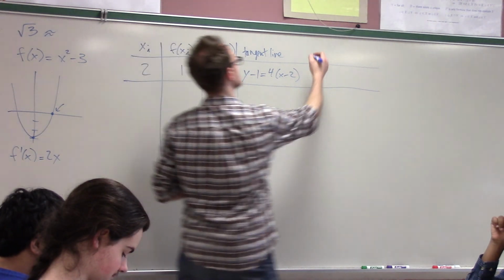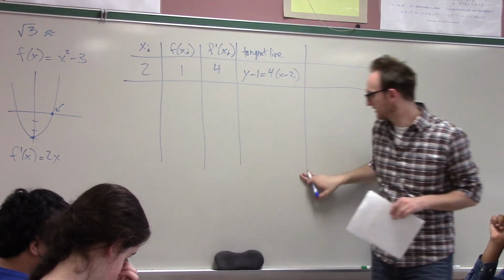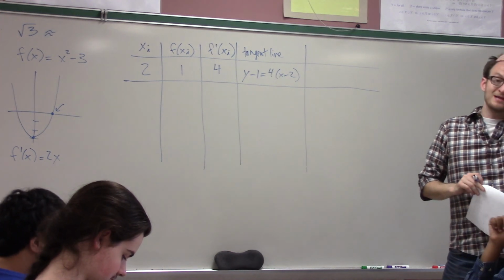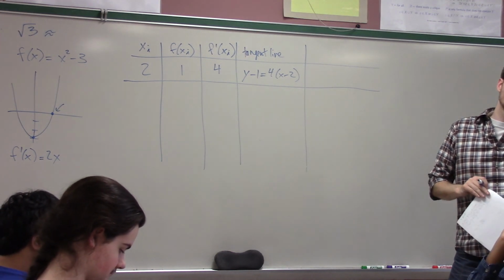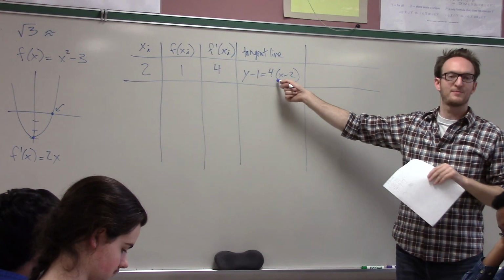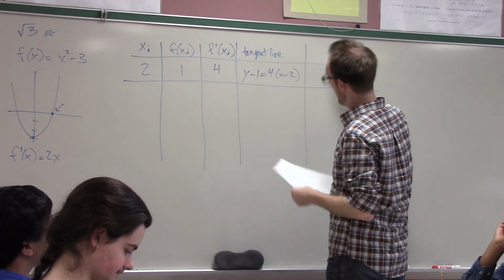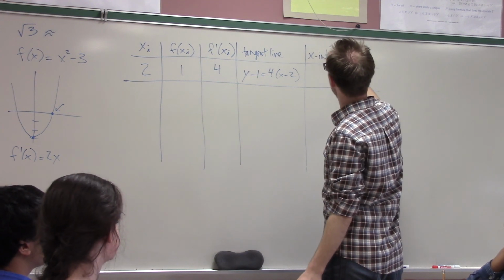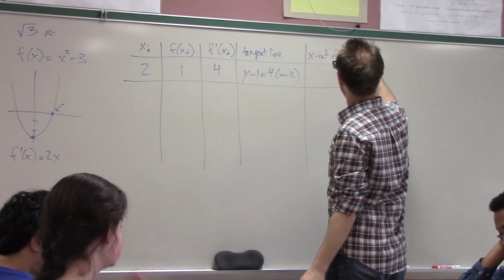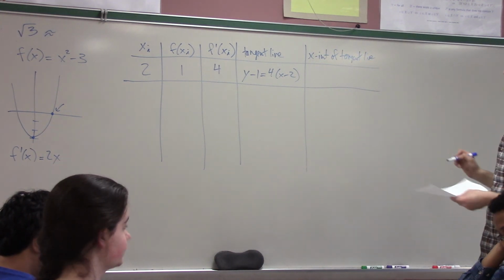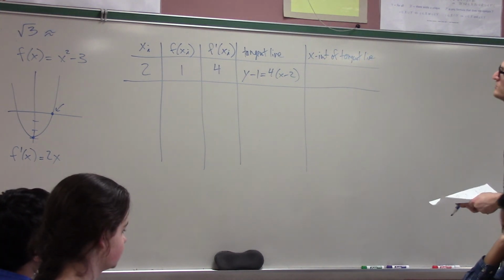Okay, and now we have to do a little bit of algebra 1. What's the next thing we're supposed to do in the algorithm? Find out when that's 0, right? So find the x-intercept of this line. That's kind of what I want, right? The x-intercept of the tangent line. That is correct. Yeah, this one's easy enough that you can kind of do it in your head.